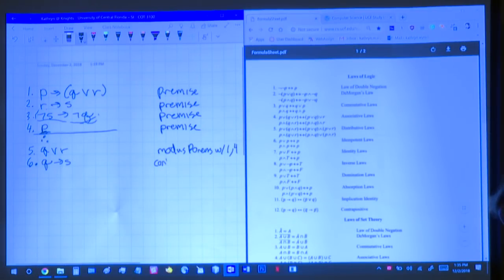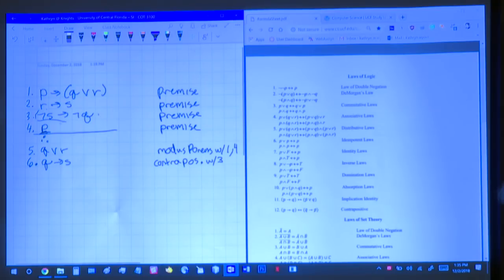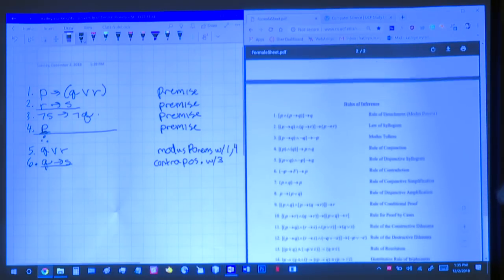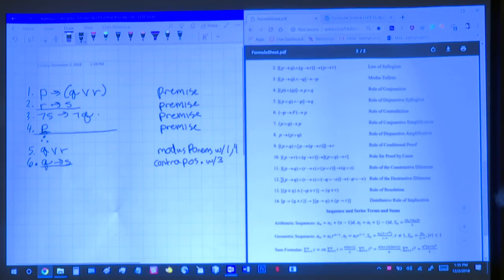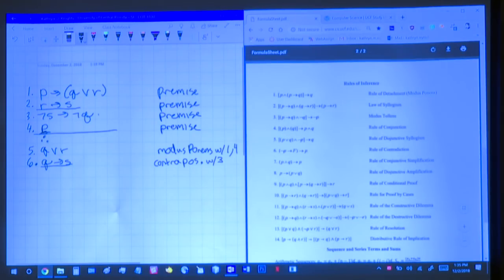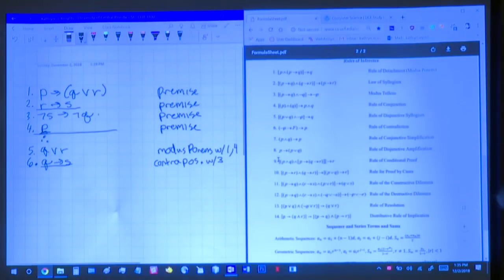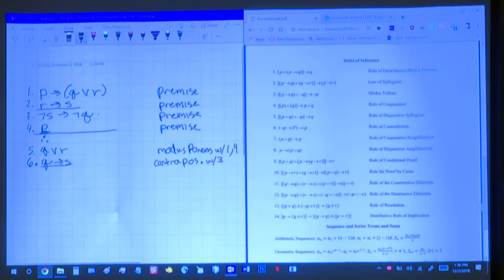So that would be Q implies S, and that would be contrapositive with 3. Now we have R implies S and Q implies S. I have to find which rule that is, let's see. Not that one. Yeah, you're right, it's the rule for proof by cases.